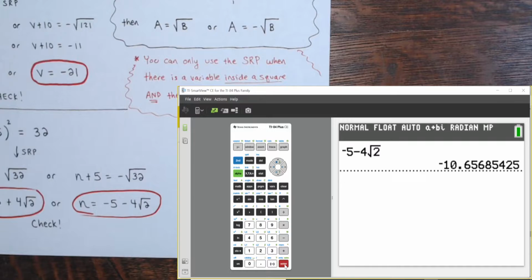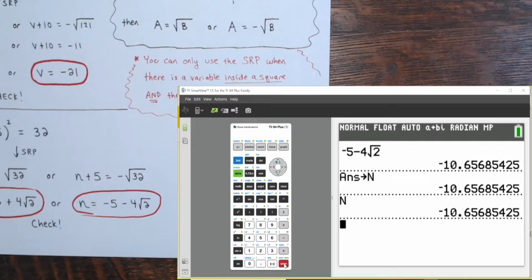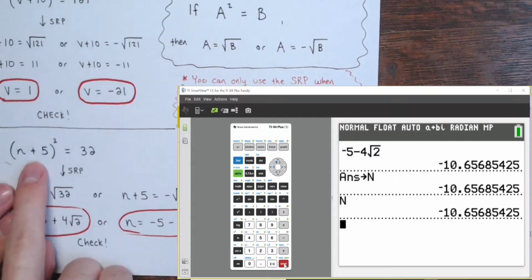It's -10.656854, and so on. I'm going to store this, hit the store button, store this as n again. Right, so now when I use n, enter n there, it's this number. It's -5 minus 4√2. And now again, I'll check, I'll just enter the one side.